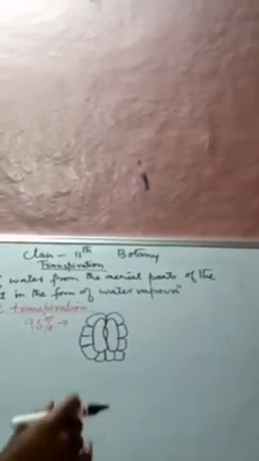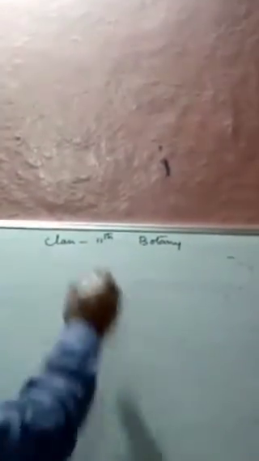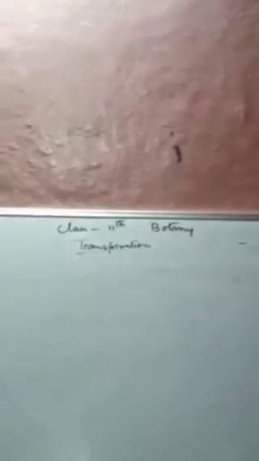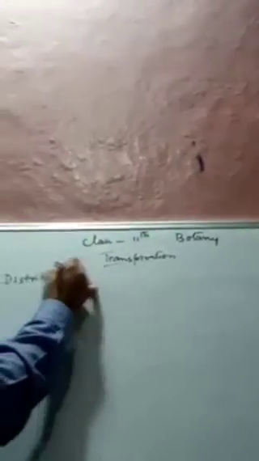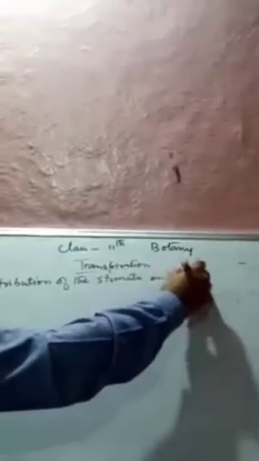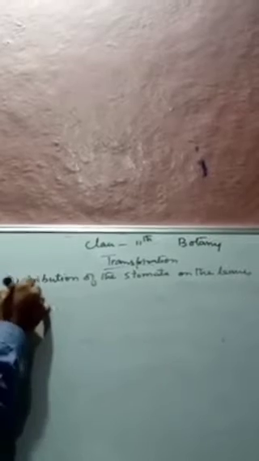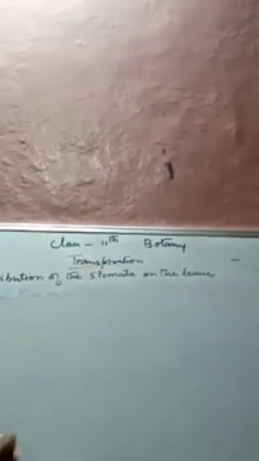Now, if we look at how these stomata are distributed in the plant, or how they are distributed in the leaf, we have various types. Now we will discuss the distribution of the stomata on the leaves. How are they distributed on the leaves? The first type that we have is called the apple and mulberry type.